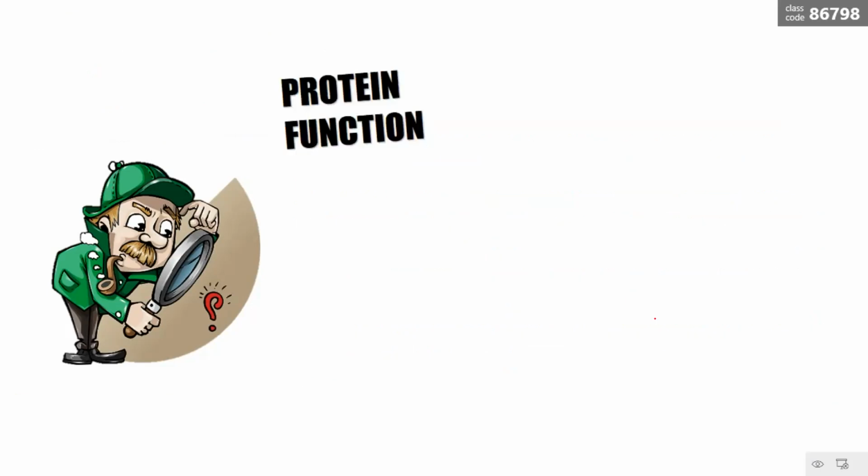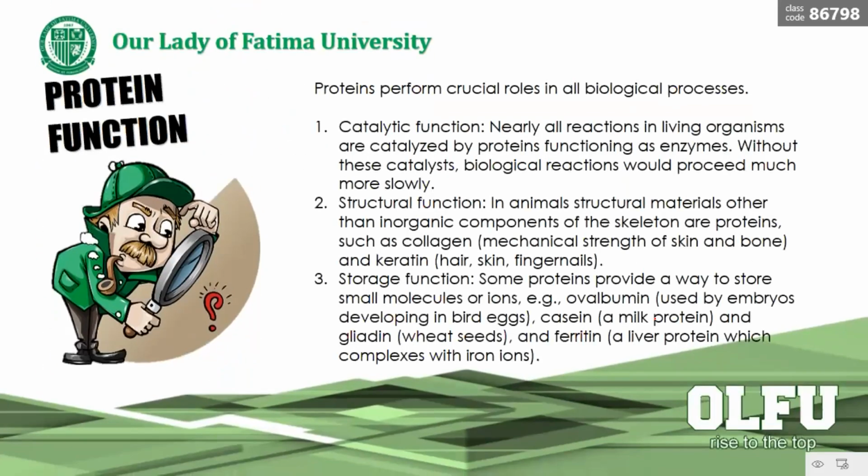So let's discuss in more detail the different functions of our proteins. First of all is the catalytic function. When we say catalyst, it speeds things up, so that the biological reactions and biological processes in our body will be faster. One of the biological catalysts in our body is enzymes.